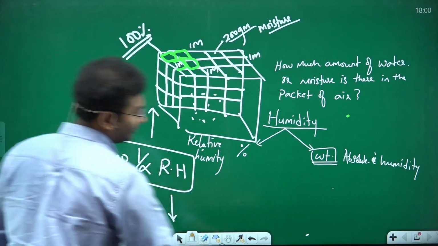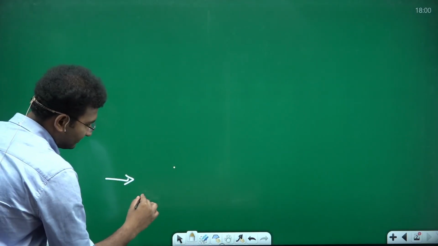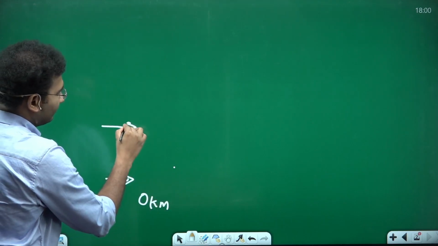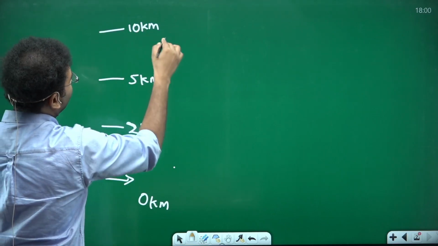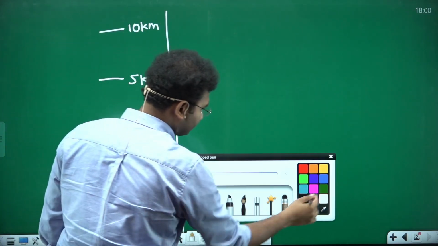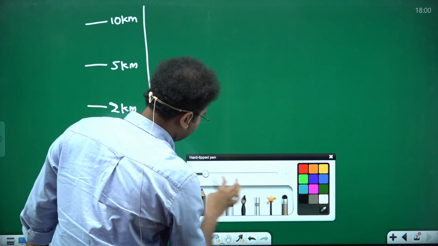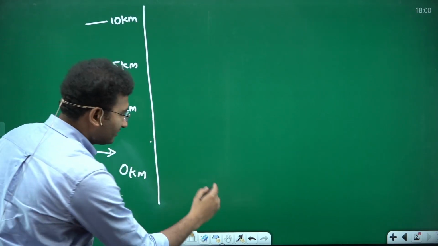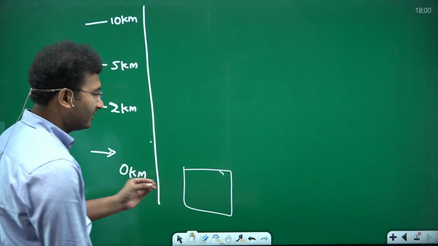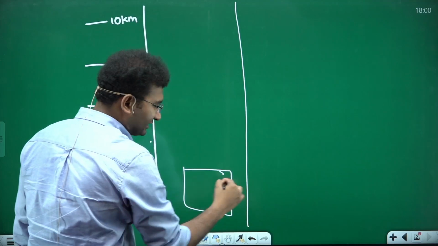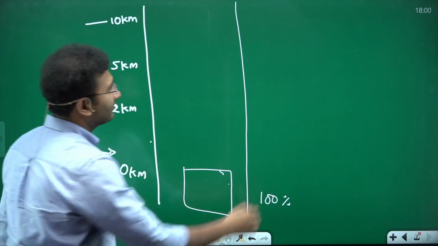Now let me try to explain this point. What is the relationship between relative humidity and temperature? Let's imagine this is at 0 kilometers height, this is at 2 kilometers, this is at 5 kilometers, and this is at 10 kilometers. Imagine this is a packet of air which can hold 100% of moisture.